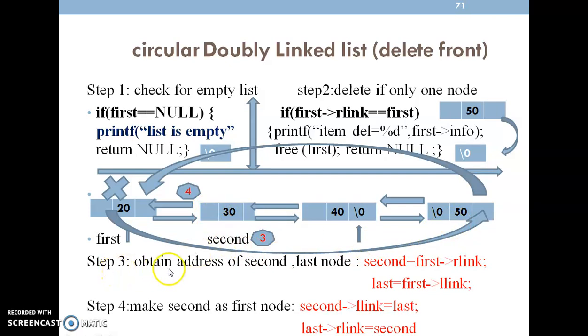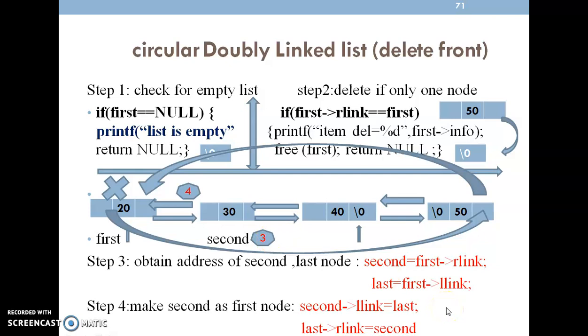Okay, so how to make it? First obtain the address of second and last node. Second equal to first pointer right link. First pointer right link will give second. Similarly, last equal to first pointer left link. We got both second and last values. Then make second as the first one. Then second pointer left link, as I told, is pointed to the last. Then last pointer right link is pointed to second. After deleting this, we have to change these two addresses to second.